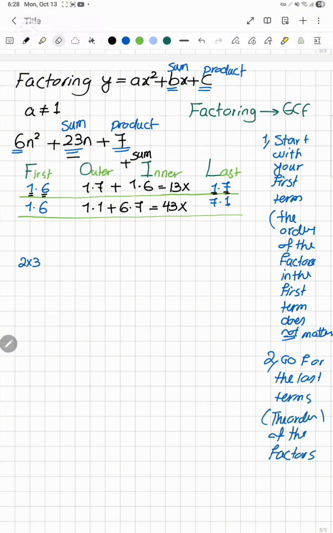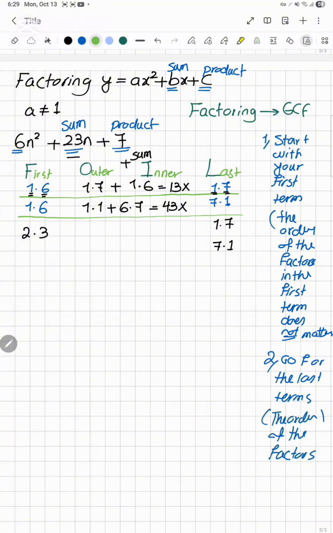So now it's time for me to move on to my next choice, which is 2 times 3, which I'm going to write on the top. 2 times 3. The only option that I have for the last to make 7 is either 1 times 7 or 7 times 1. So first I'm going to try 2 times 3 and 1 times 7. So let's see what happens.